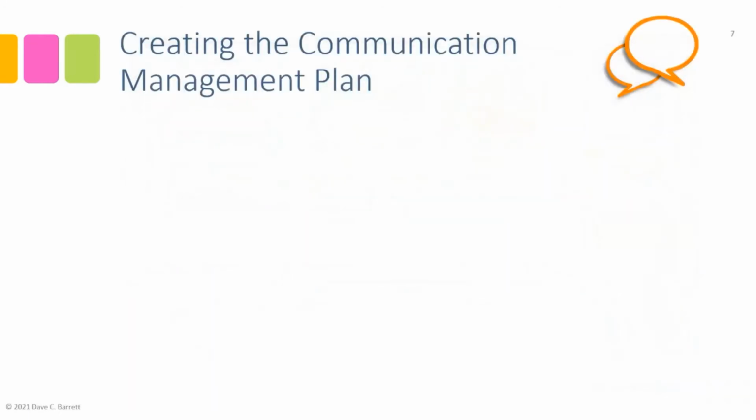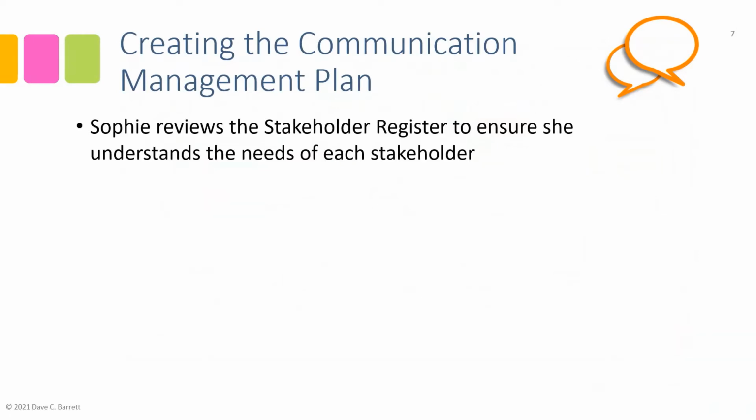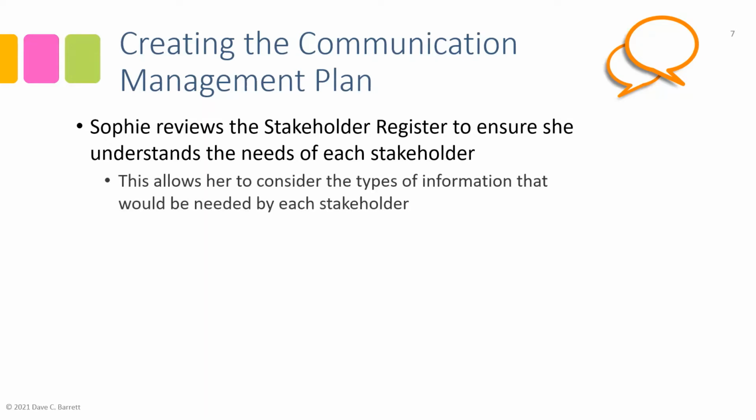Okay, so we saw the communication plan being generated as part of that video. The project manager, Sophie, we saw, reviewed the stakeholder register to ensure she understands the communication needs of each stakeholder. It's going back to the work that we did during stakeholder planning to review who all the stakeholders are, and to help her understand and think of what their needs are, and specifically in the area of communication. What type of information would each stakeholder need? Because it's not necessarily the same for each.